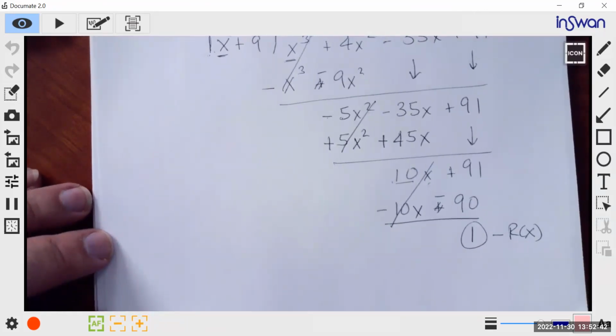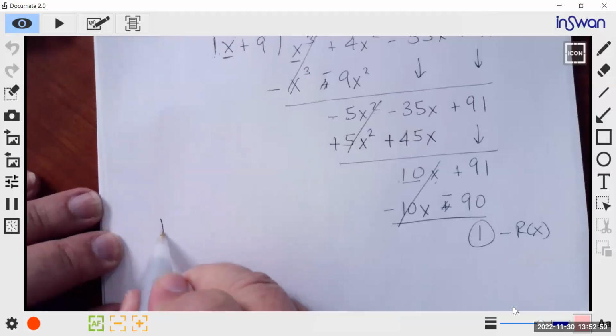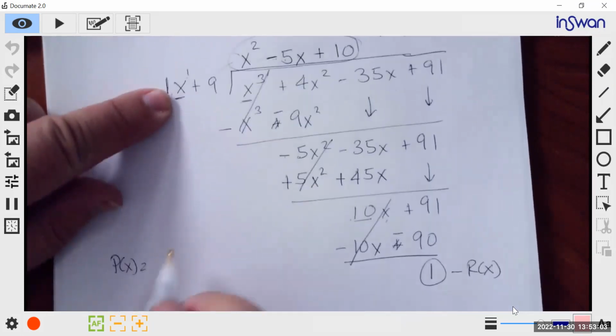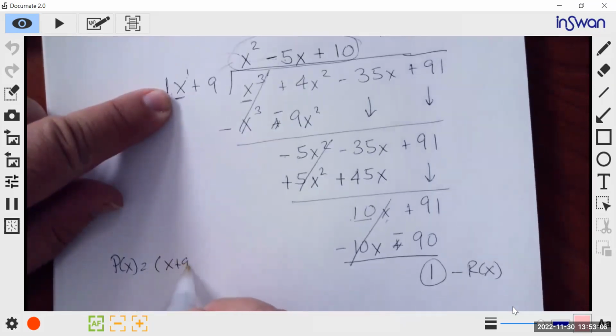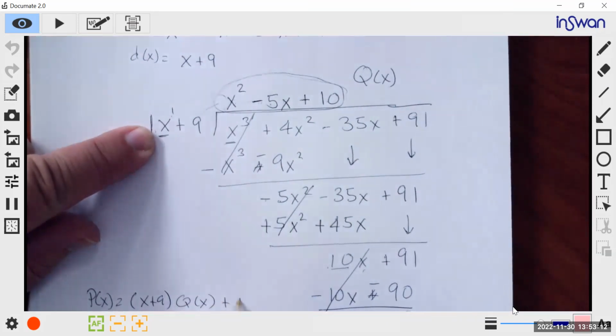So you see what the question's asking for is the P of x, that's this big long thing, equals what? Yes, it equals, so the P of x equals the denominator, which is x plus 9, times the quotient, plus the remainder.